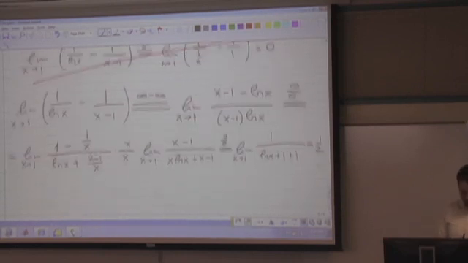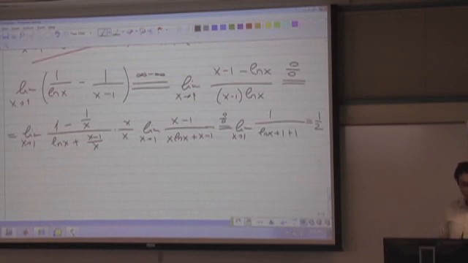How did the derivative of x ln of x become plus 1? Oh, this is a product rule. Product rule.